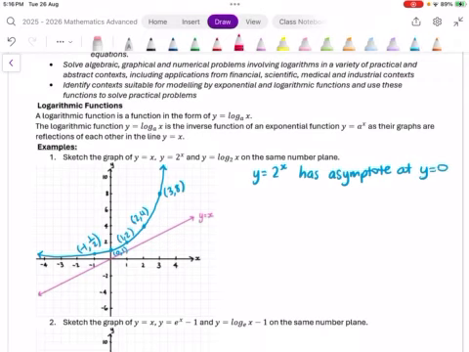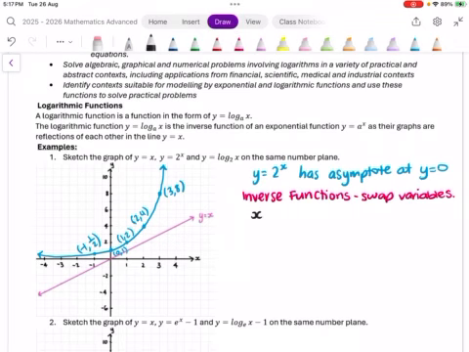Now, with inverse functions, what we do is swap the variables, or swap the values of x and y. And if you do extension, you would already know this. If you don't do extension, don't stress too much. It's just to show you what's happening. So, if we swap our variables, instead of y equals, we're going to have x equals 2 to the power of y.